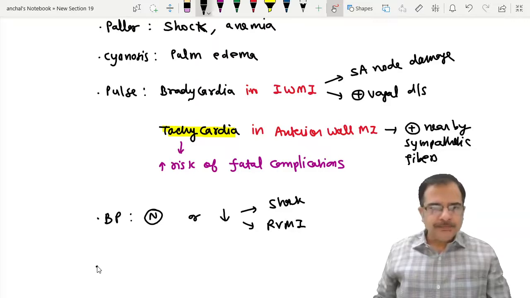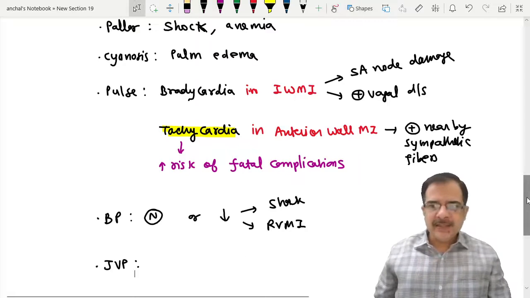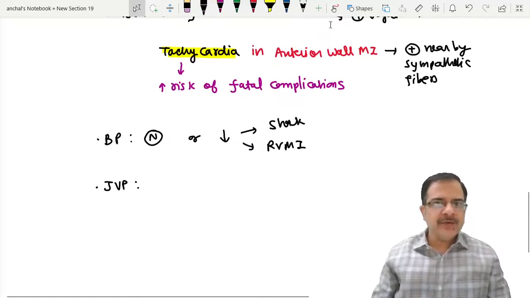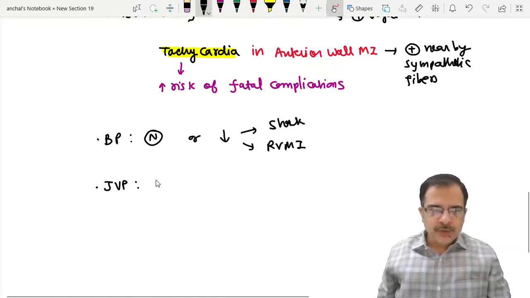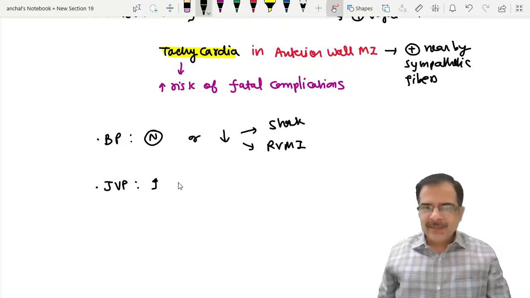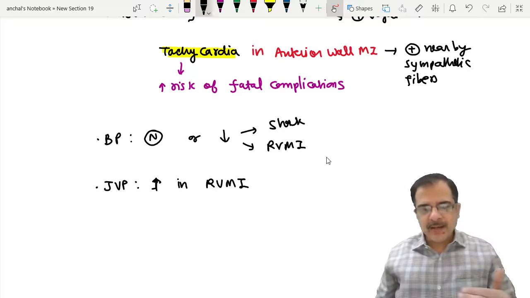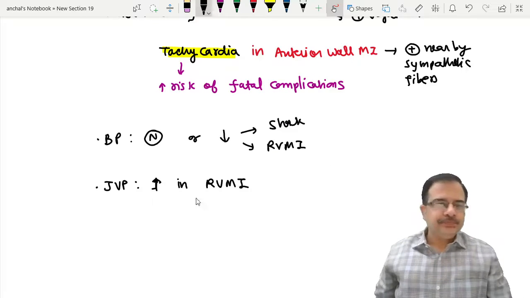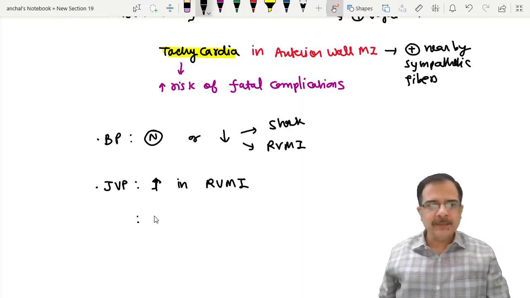Now, coming to the general physical examination, JVP. JVP basically reflects the right atrial pressures. So when will the right atrial pressure be increased? When there is a right ventricle MI. So JVP is overall increased in right ventricle MI, because right ventricle MI causes right ventricle failure and the pressure goes to the right atrium. Now, there is a sign in the JVP which is known as Kussmaul sign.